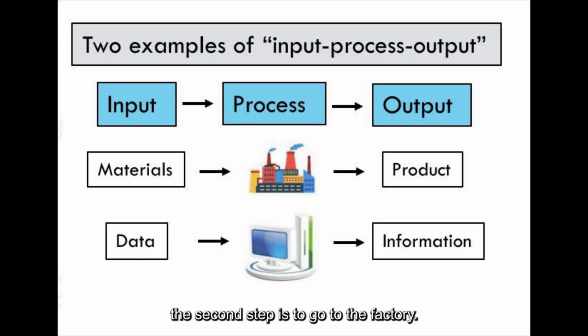According to this graph, the second step is to go to the factory. You can see from this graph that the third step is to become the product, which is the output. You can also see from this graph that the next step is data is the input. According to this graph, the next step is to go to the computer. According to this graph, the next step is to become the information, which is the output. In conclusion, this graph is very informative.